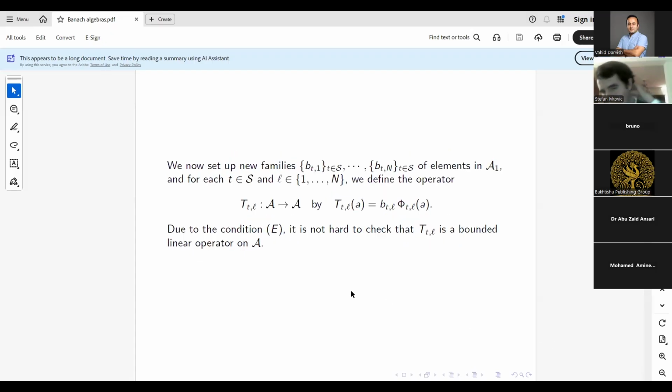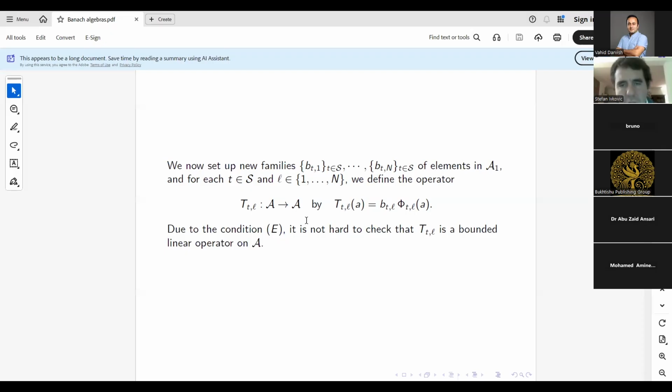And then we want to study the dynamics of some operators on this Banach algebra A. How are these operators defined? We first take some families, Bt1 where T runs through S up to Btn where T runs through S, of elements in A1. And for each T in S and L from 1 up to n, we define the operator TTL from A e to A to be given in this way here for all little a in A.